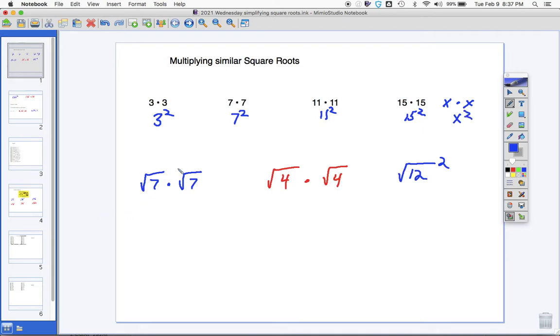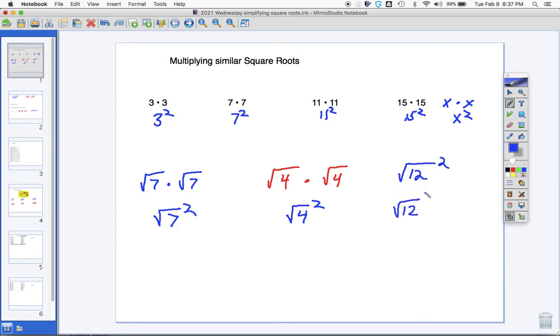Now, take a look at this example down here. Here we have the square root of 7 times the square root of 7. But again, we're multiplying something by itself, and we're multiplying it by itself 2 times. So I could rewrite this as the square root of 7 squared. Same thing here. Square root of 4 times the square root of 4, I can rewrite as the square root of 4 squared. And this last one is already written as the square root of 12 squared.